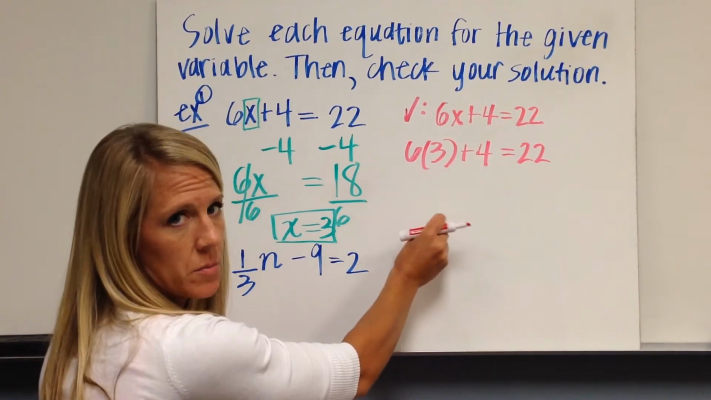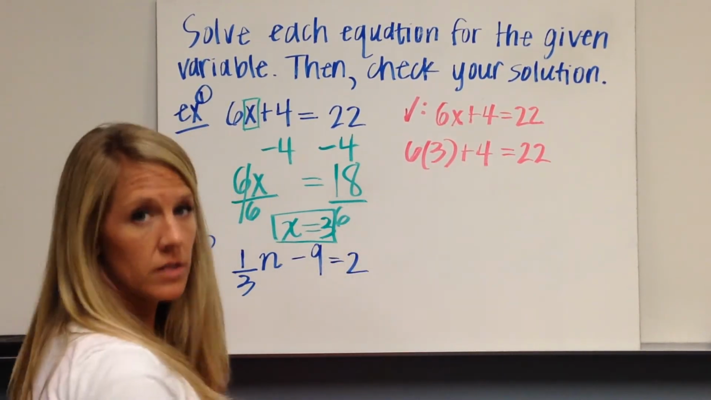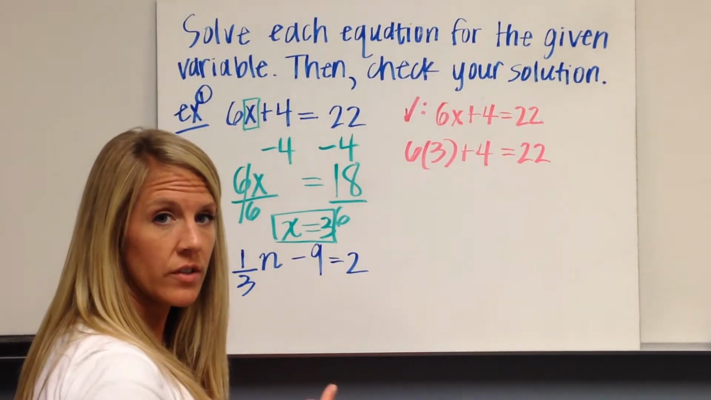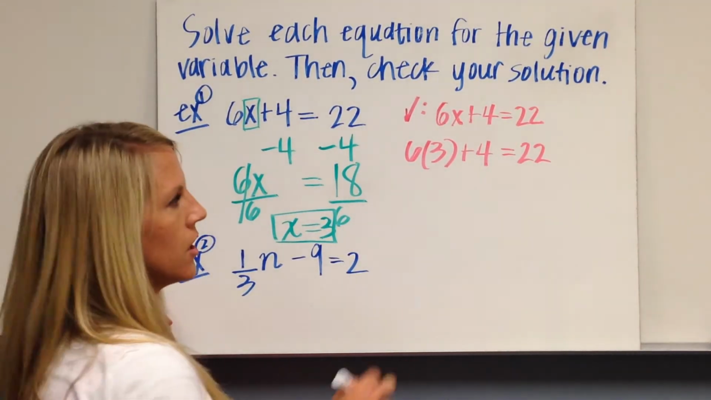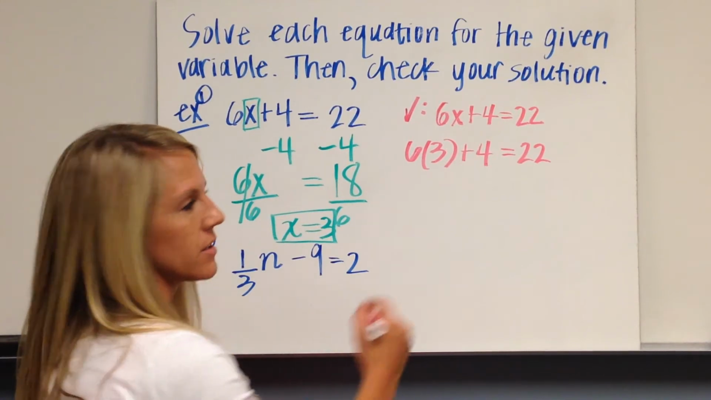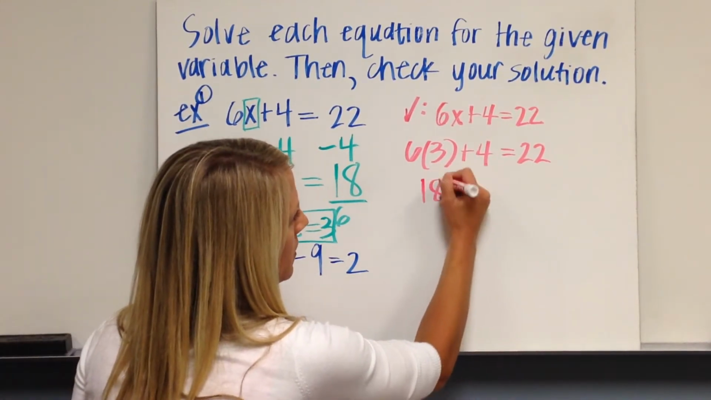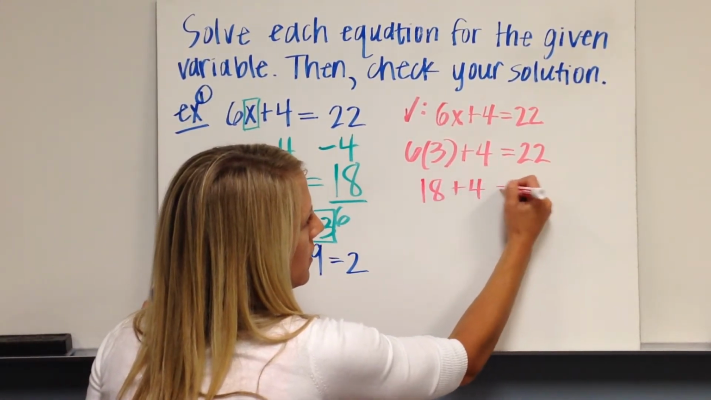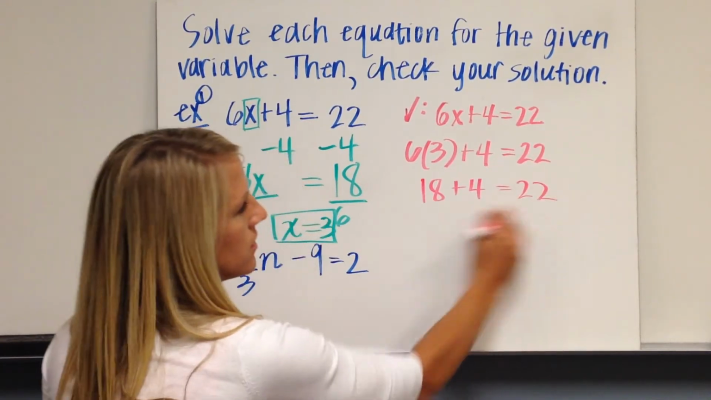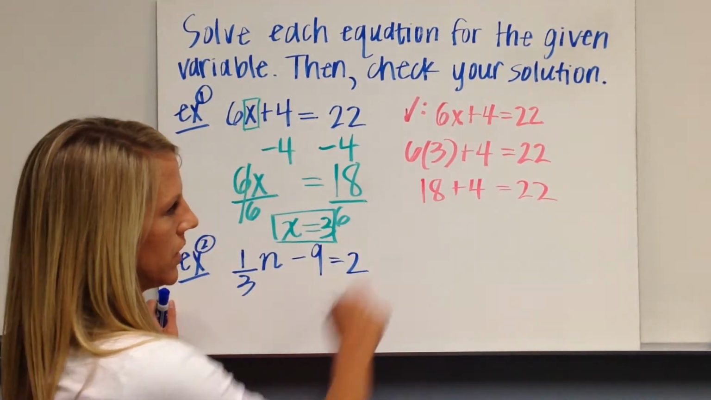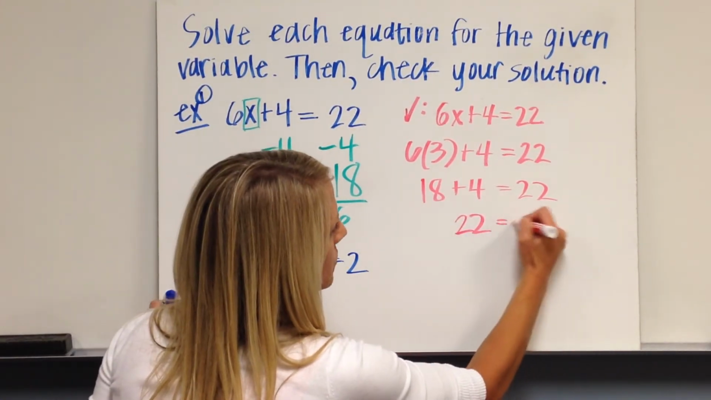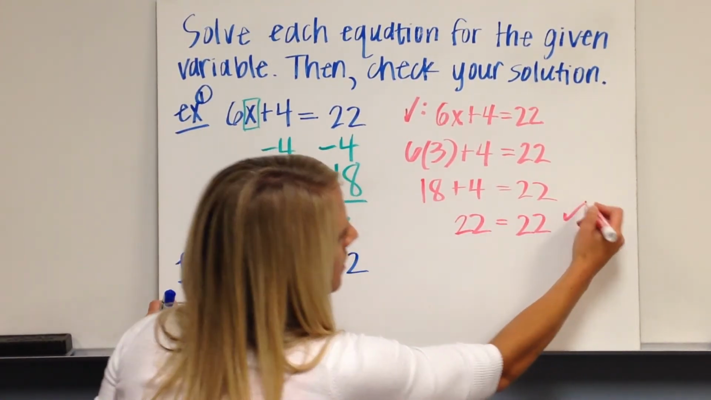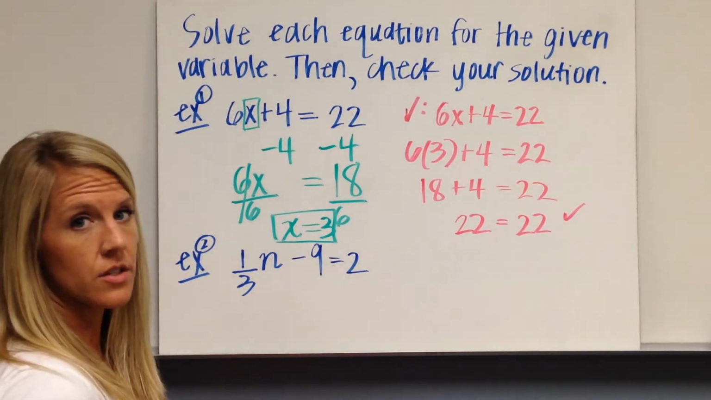So I just want to continue to simplify my left side. Now, again, going back to what we learned earlier this year and what you'll need forever, order of operations. So we first have multiplication, 6 times 3 plus 4. And again, we're checking to see, does this equal 22? 18 plus 4 is 22. So yes, left side equals right side. Good, we got the answer right.